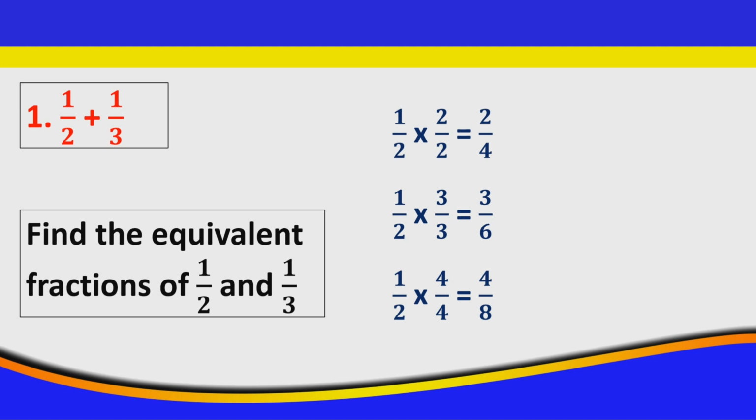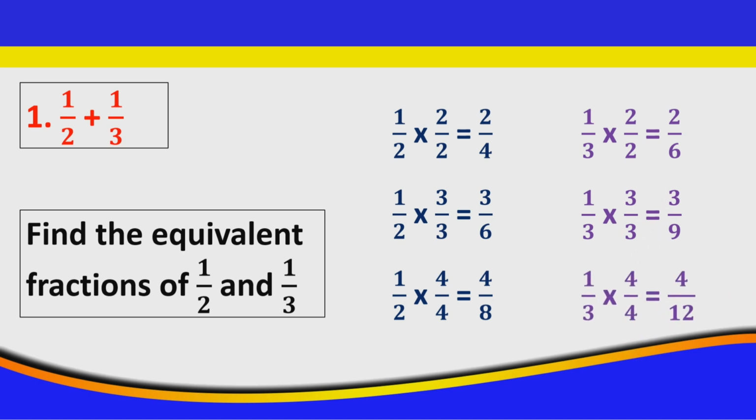Now let's proceed to 1/3. Also we have 2 over 2, you have 2 over 6. Multiply it by 3, you have 3 over 9. And multiplying it by 4, you have 4 over 12.